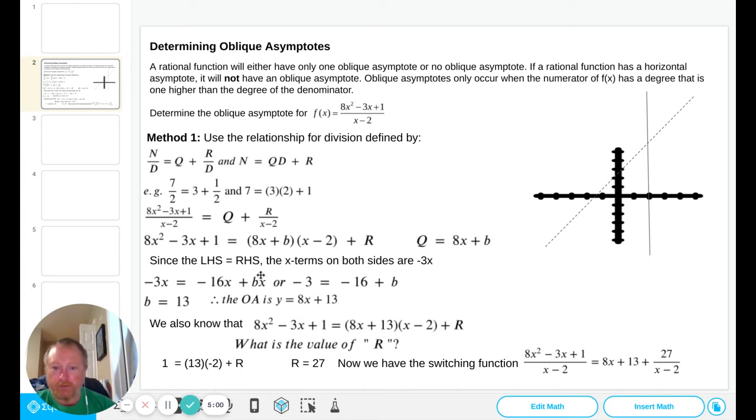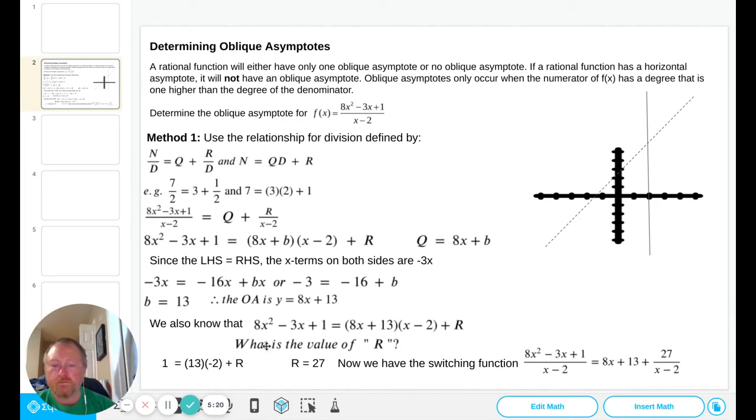So here's what we know. We know 8x squared minus 3x plus 1 is equal to this, plus some remainder r. Well, r is a constant. So what are the only ways we get constants on the right side? On the right side, the only way we get a constant is we multiply 13 by negative 2.